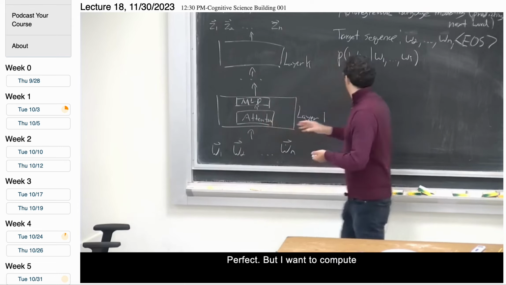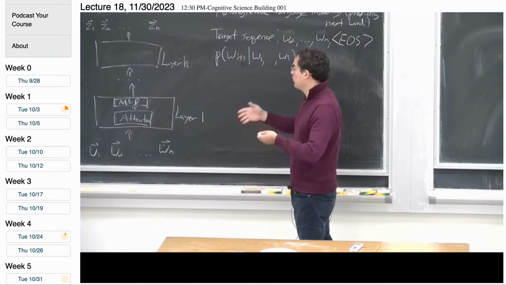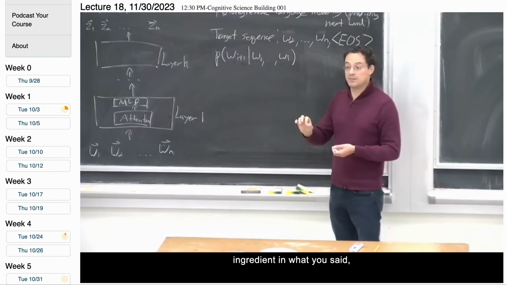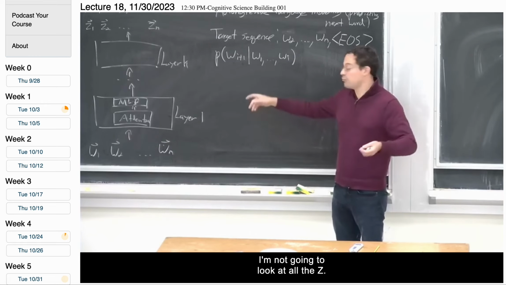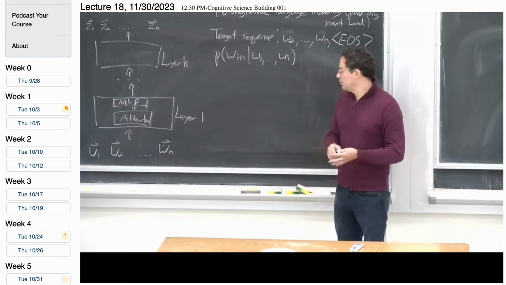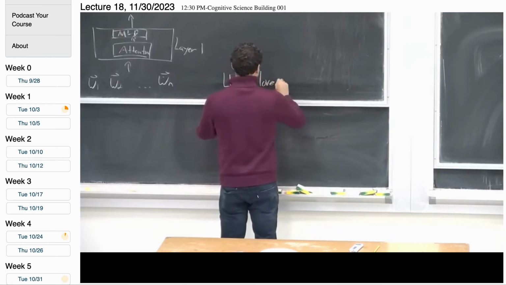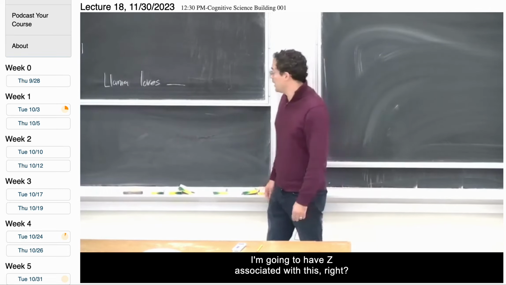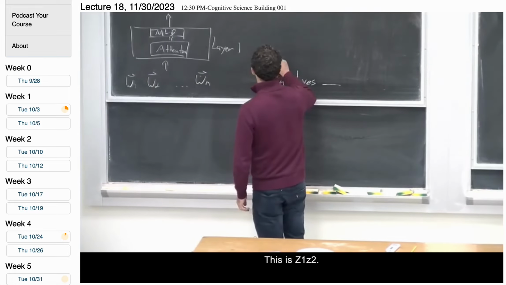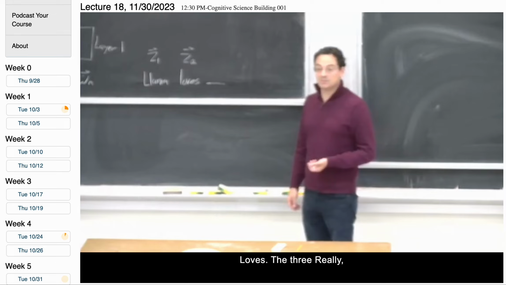Perfect. But I want to compute what's the probability of the word that occurs in position i plus 1. So how do I do that? There's one important missing ingredient in what you said, which is which z do I look at? I'm not going to look at all the z's. I'm predicting this particular next word. So what does llama love? Or who does llama love? So I'm going to have z's associated with this, right? So I have this is z1, z2. Which z do I use to predict what word comes after loves? 3? 3, really?